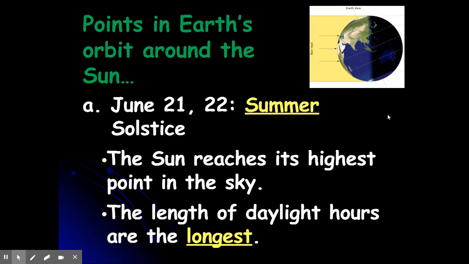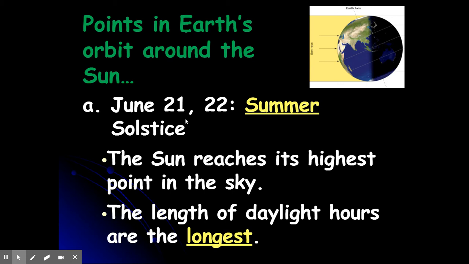So let's talk about the specific arrangement, or the points that the Earth is at during its year. Around June 21st or 22nd, we call this day the summer solstice. This is where the sun reaches its highest point in the sky, and the length of our daylight hours are the longest. So our longest day in the northern hemisphere.